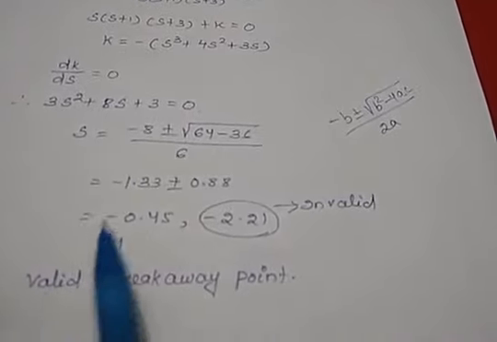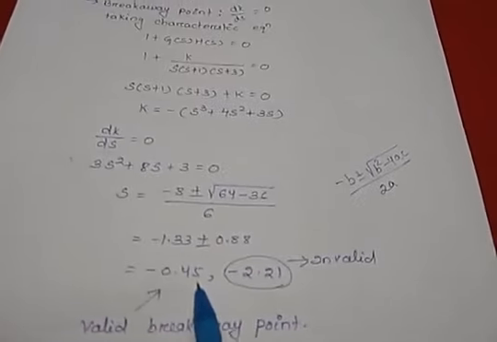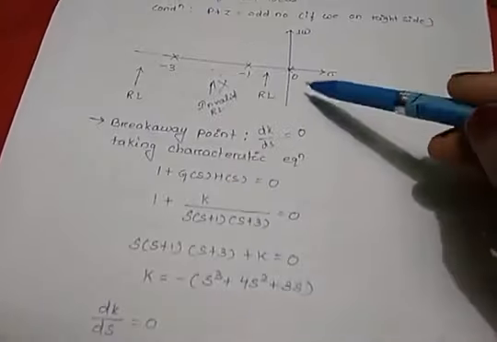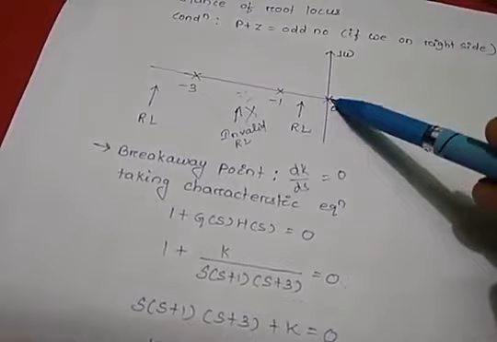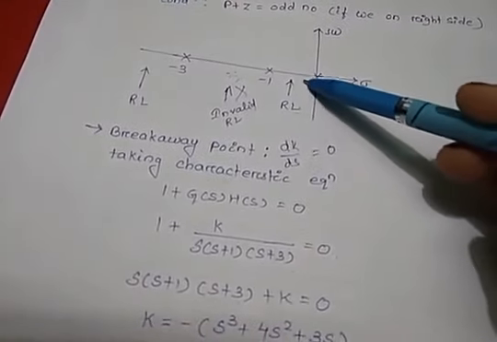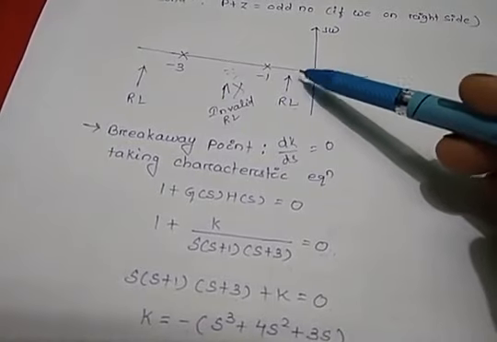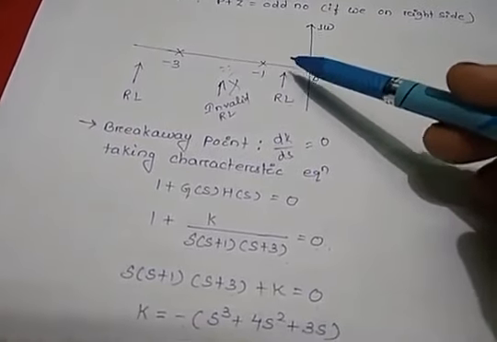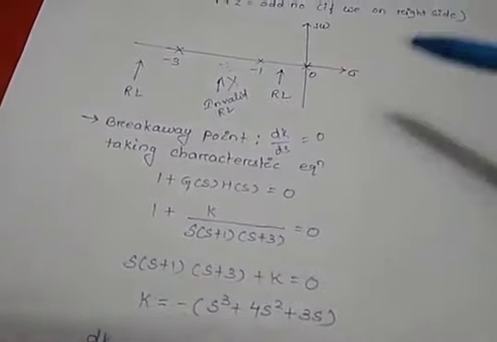Minus 0.45. Minus 0.45 lies between 0 and -1. That means here a valid root locus is present. That's why this point is also a valid breakaway point.